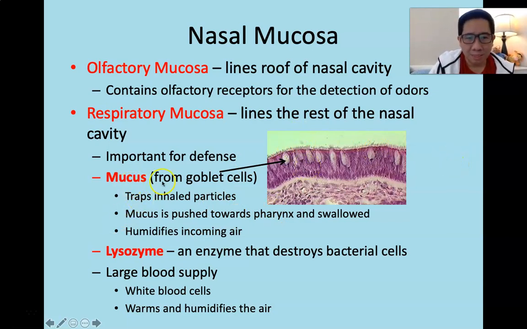Okay, so mucus, again, if you remember from your last chapter, your digestive system, mucus is created by goblet cells. So the same thing from your stomach. Goblet cells also produce mucus in your nose. Okay, so trap any bacteria. Lysozyme, again, think Lysol, is killing bacteria cells. These actually have enzymes destroying bacteria cells.